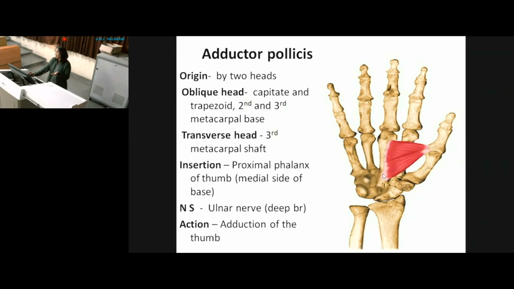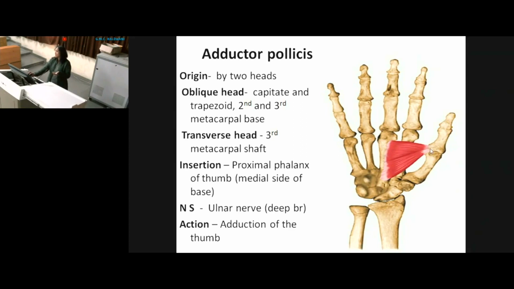So the base of the second and the third metacarpal, and here you can see the bones of the distal row. So it arises from the capitate and the trapezoid. Okay, and the transverse head, the upper one that you can see, is transversely arranged. This is the transverse head. It arises from the shaft of the third metacarpal that you can see.